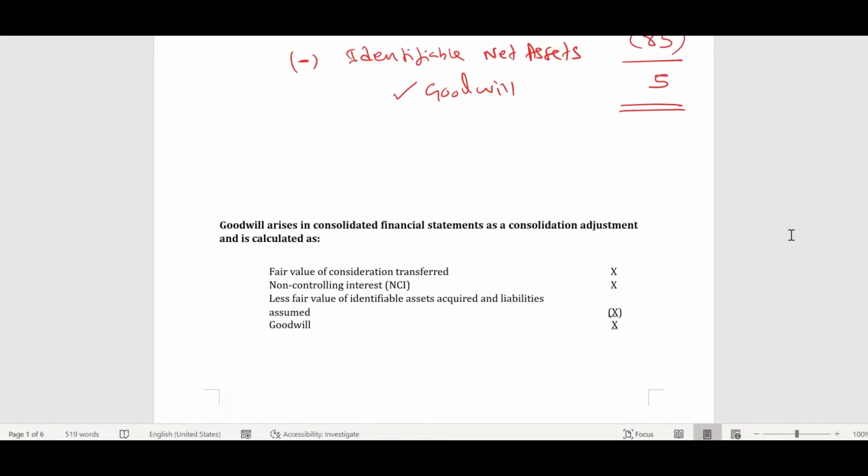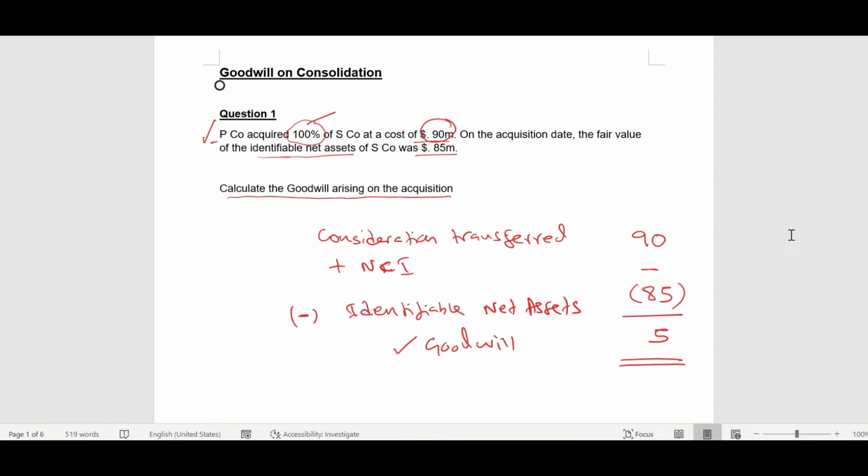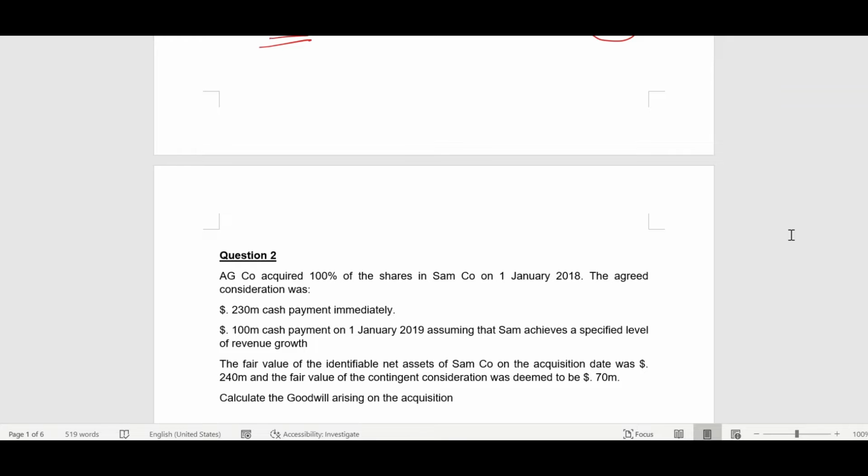Basically, to calculate the goodwill, you need to take the fair value of the consideration transferred, then add the non-controlling interest back. From that, you deduct the fair value of identifiable assets acquired and liabilities assumed. Thereby you arrive at the goodwill. This is the formula to identify the goodwill. Let's move on to the second question.